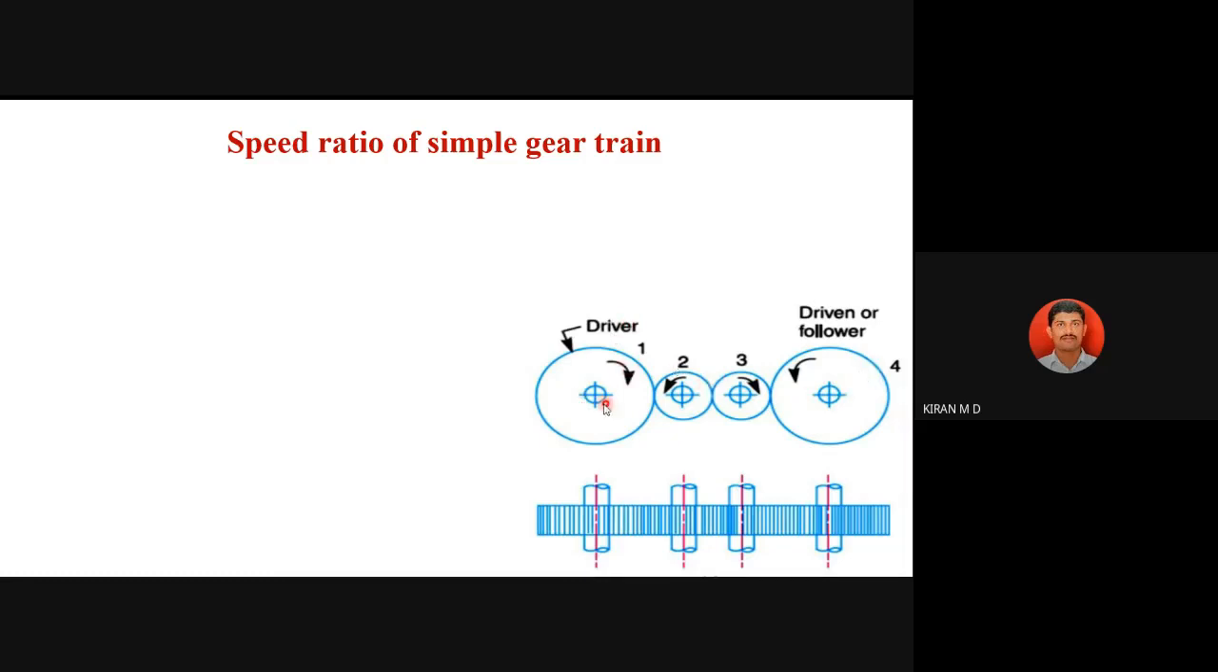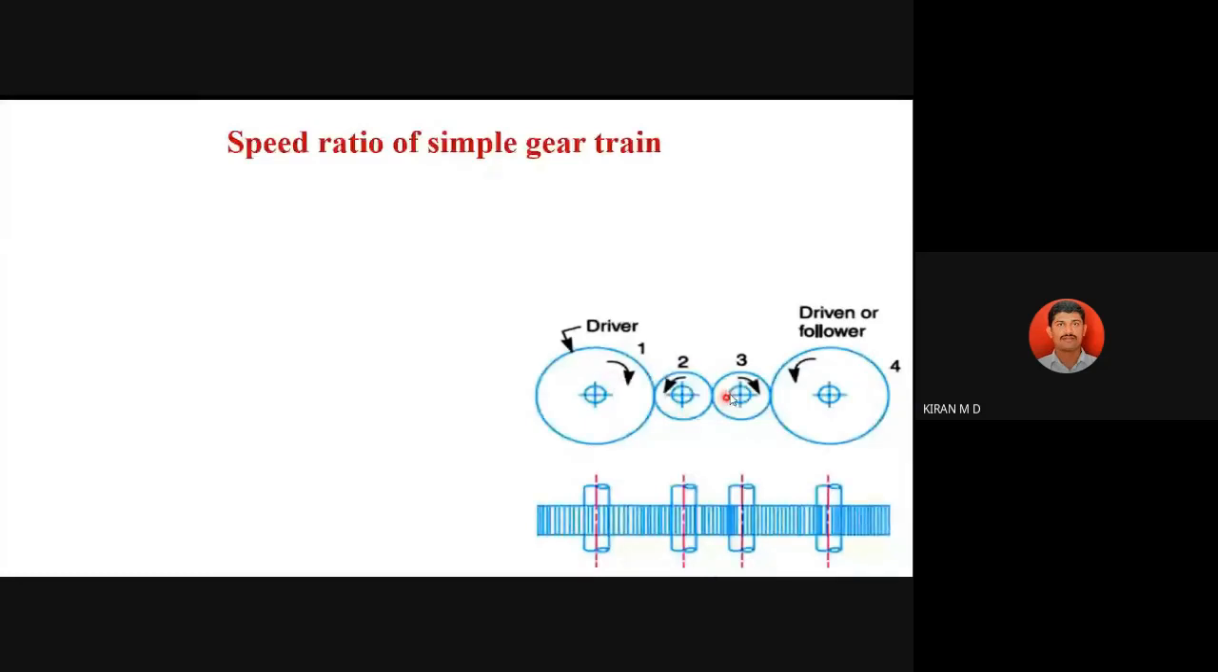Because the center distance between these two gears is very large, we have used intermediate gears. You can see in this figure that the driver is rotating in clockwise direction and the driven is rotating in counterclockwise direction. When gear 2 is rotating in counterclockwise direction, this will transmit the power to gear 3.